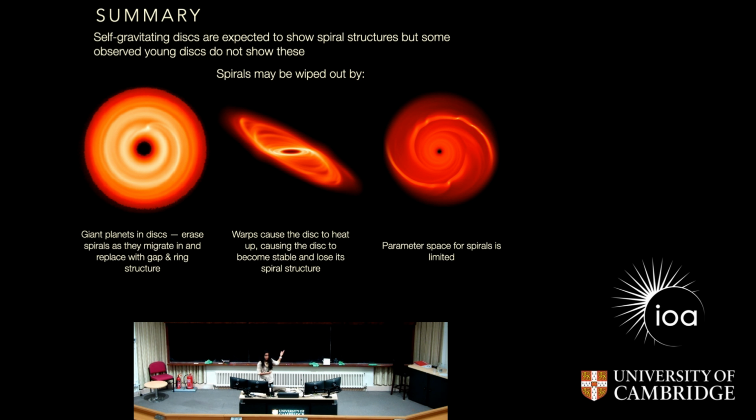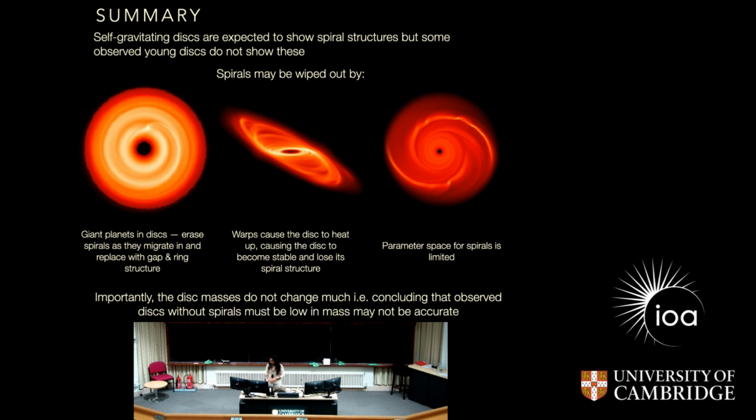In fact, in the first way we're also seeing heating, due to the planet interacting with the disk. And then in the third way, you might be able to see the spiral structure as you increase the disk mass, but there comes a point when you actually fragment the disk, so there's only this small parameter space where you might see spiral structures.